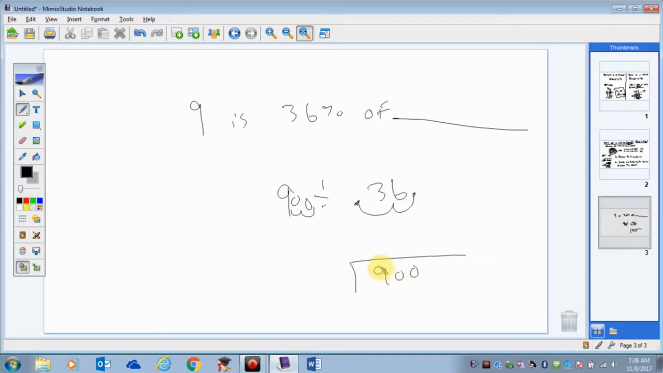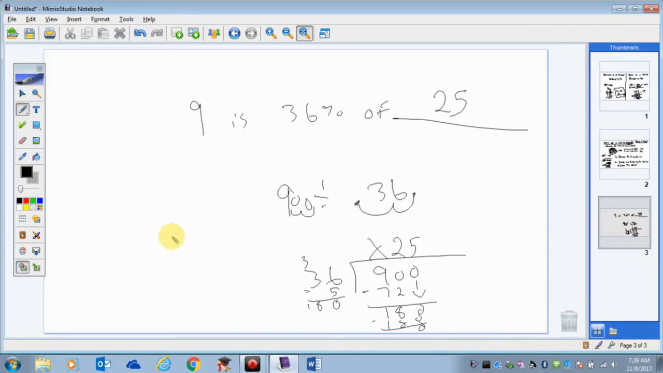900 divided by 36. 36 won't go into 9, it'll go into 90 twice. 2 times 36 is 72. 90 minus 72 is 18. Bring down a 0. 36 will go into 180 5 times, I believe. Yep. And go in there 5 times. 5 times 36 is 180. And my answer is 9 is 36% of 25.